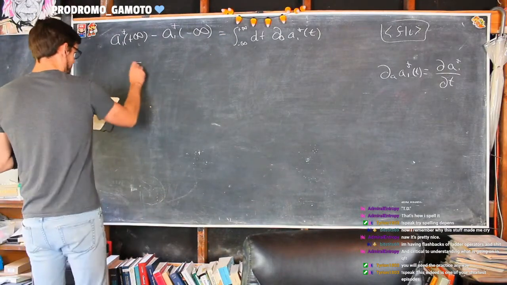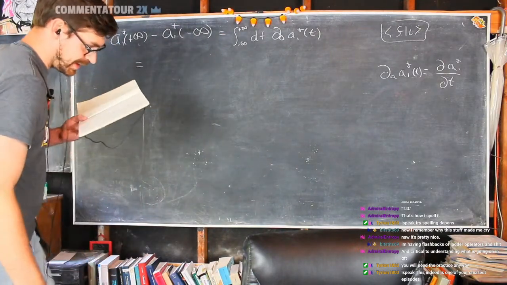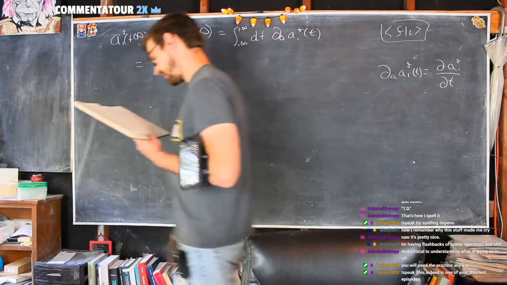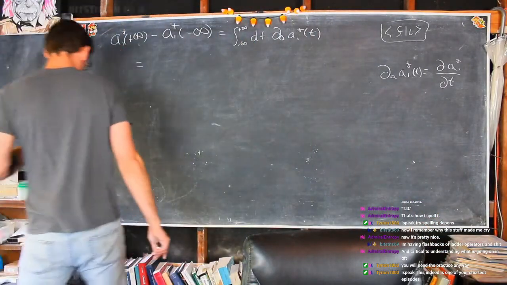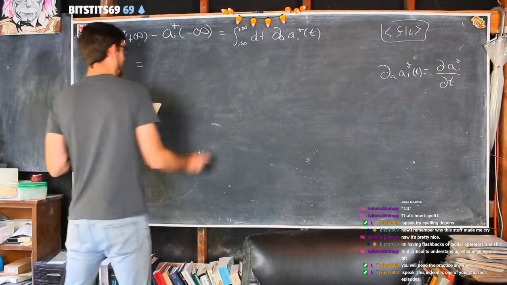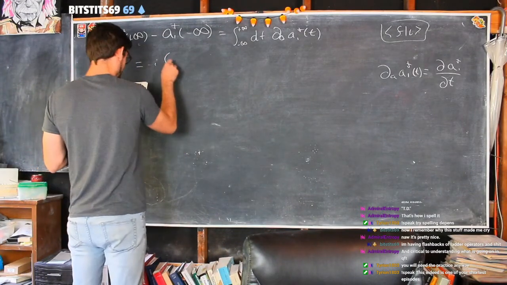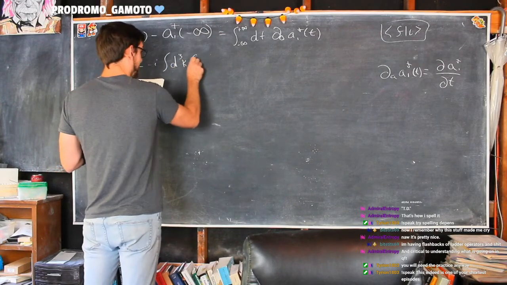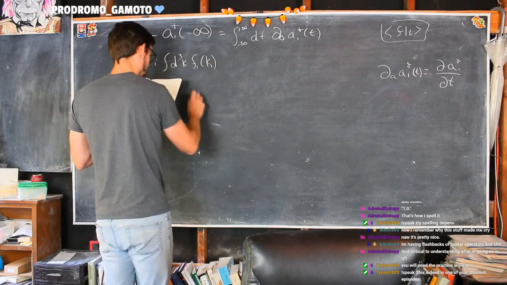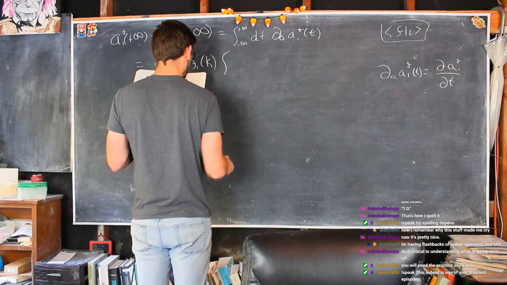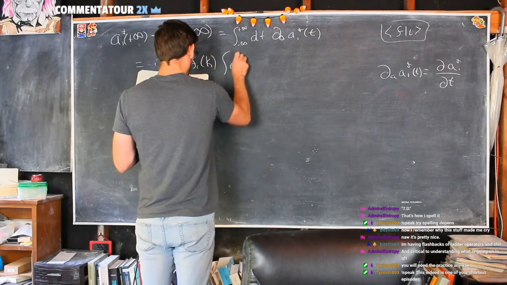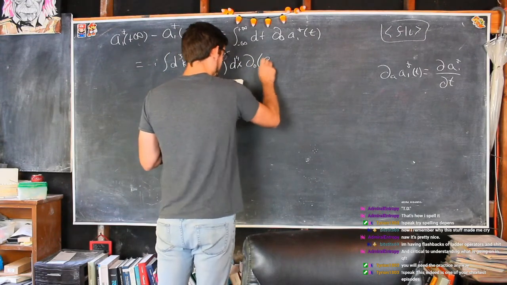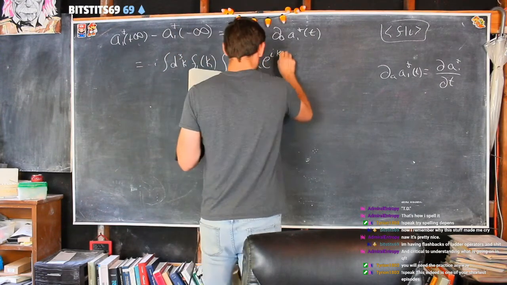So, what does that mean? Well, that means that we can now enter this into the mix. If we substitute that in, what do we get? We get negative i times the integral of d3k f1 of k times the integral of d4x delta 0 e to the ikx.